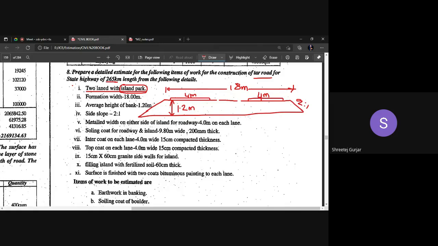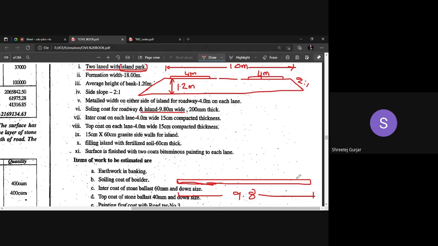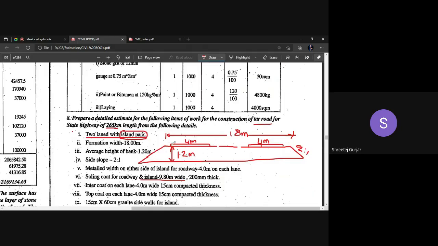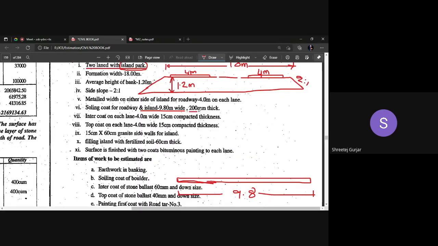Soling coat. The bottommost coat, soling coat for road, and island, is 9.8 meters. So I'll draw this separately for the section, considering your island that is in between, and also your road. So this is your soling coat. What is the width of this soling coat? It is 9.8, considering your pavement, your top surface, and also your intermediate island, or gap, or median. So this is totally 9.8. Then the thickness of it is 200 mm.